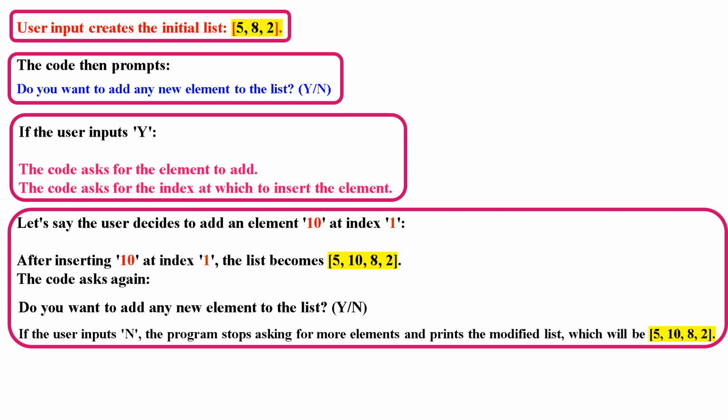The code asks again: Do you want to add any new element to the list? Y for yes/N for no. If the user inputs N, the program stops asking for more elements and prints the modified list, which will be 5, 10, 8, 2.